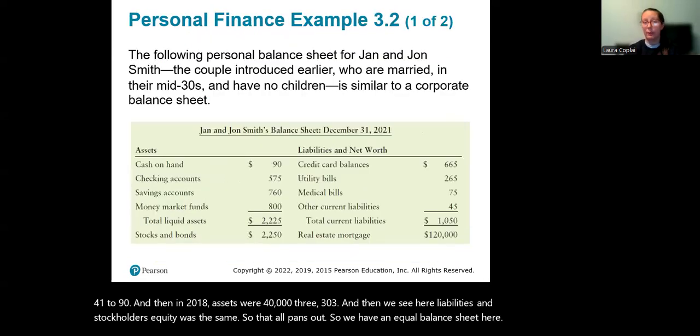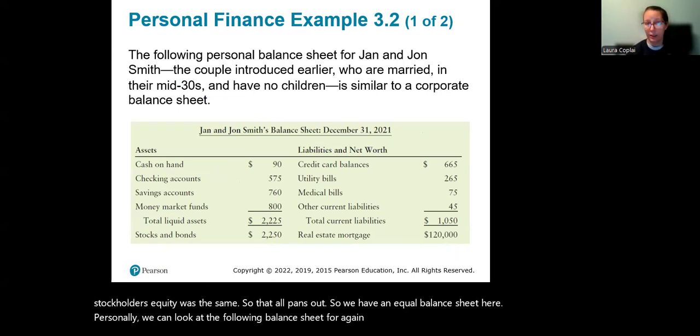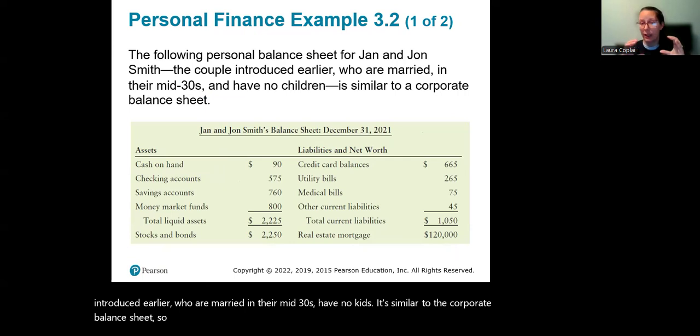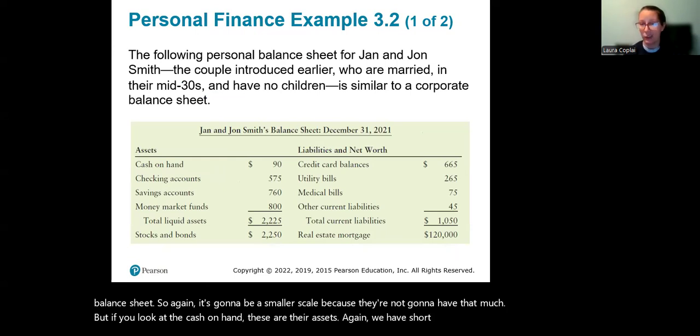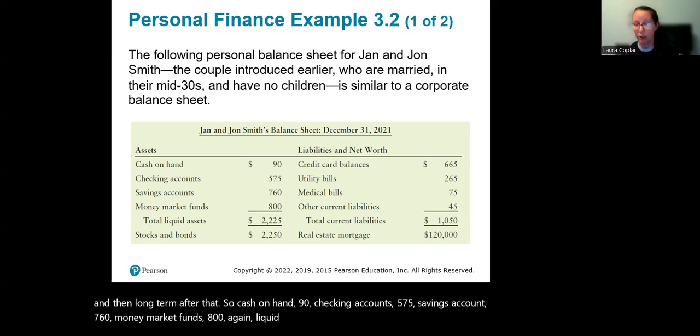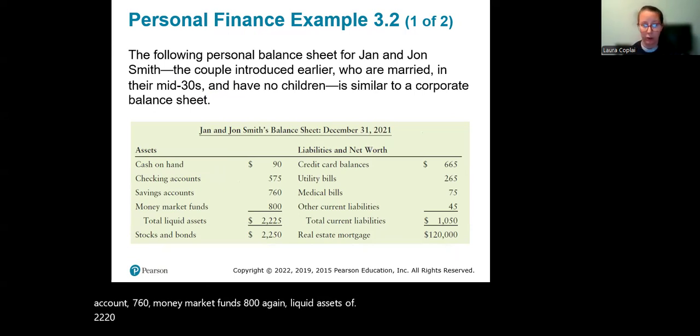Personally, we can look at the following balance sheet for, again, Jan and John Smith, the couple introduced earlier, who are married in their mid-30s, have no kids. It's similar to the corporate balance sheet. So again, it's going to be a smaller scale because they're not going to have that much. But if you look at the cash on hand, these are their assets. Again, we have short-term listed first and then long-term after that. So cash on hand, 90. Checking accounts, 575. Savings account, 760. Money market funds, 800. Again, liquid assets of 2,225 is what that totals.